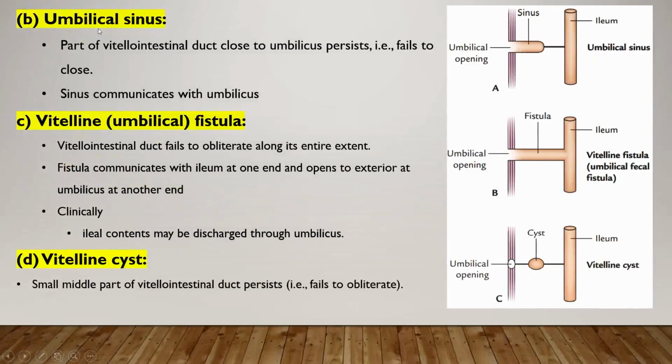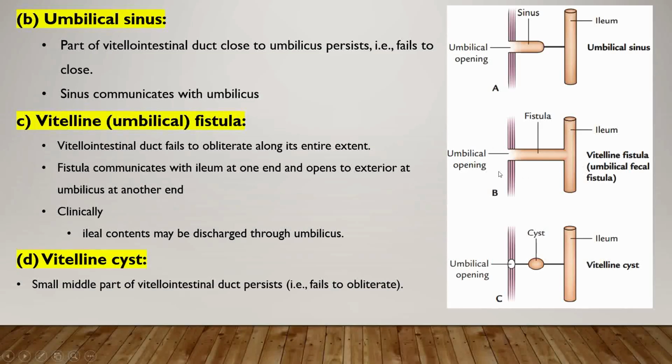Second one is umbilical sinus. Here the part of the vitellointestinal duct close to the umbilicus persists. That is, here it is failing to fuse. So it is a blind sinus which is communicating outside, but it is not communicating with the midgut. So this is known as umbilical sinus.